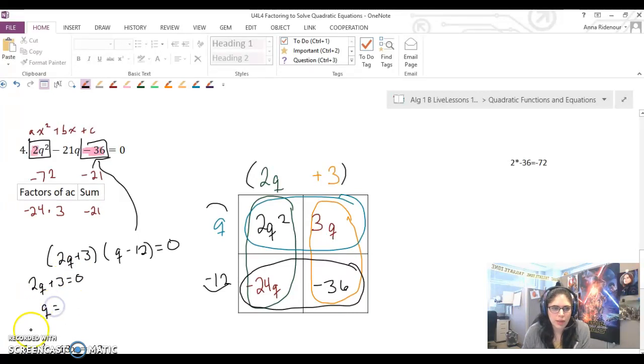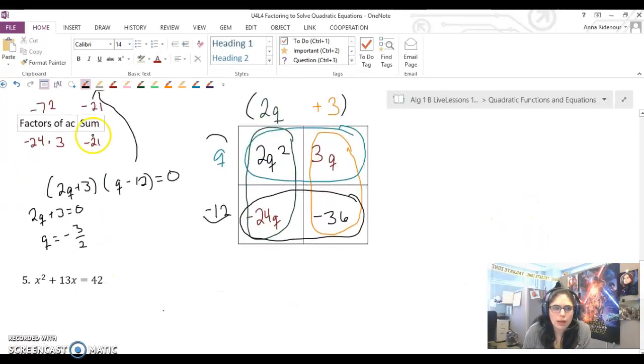I know I'm rushing a little bit because I want to make sure I get to all the problems in time. So this gives me negative 3 over 2 when you subtract 3 from both sides and then divide both sides by 2. I know I'm not modeling the best showing your work, but you do want to show all your work. And then we also have q minus 12 is equal to 0. Add 12 to both sides, and you get q is equal to 12. So the two solutions would be negative 3 over 2 and 12.